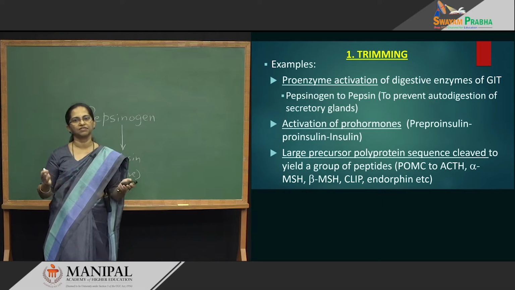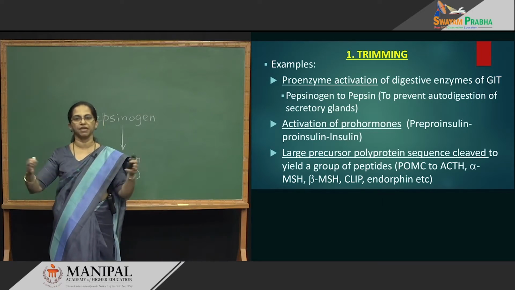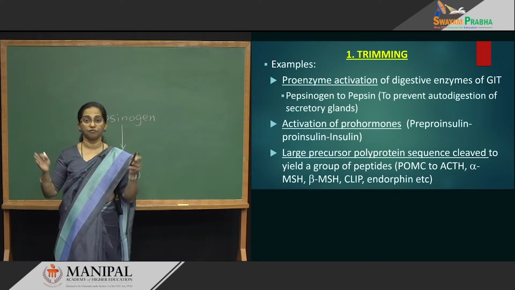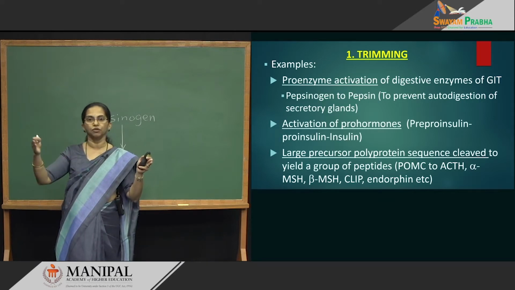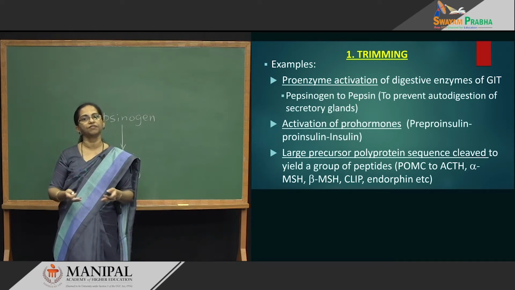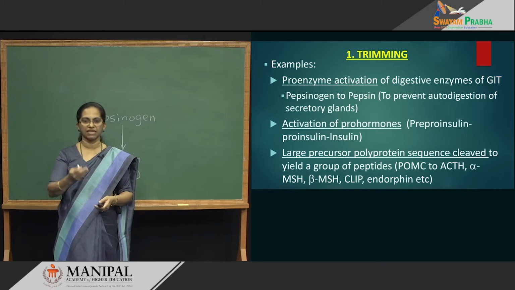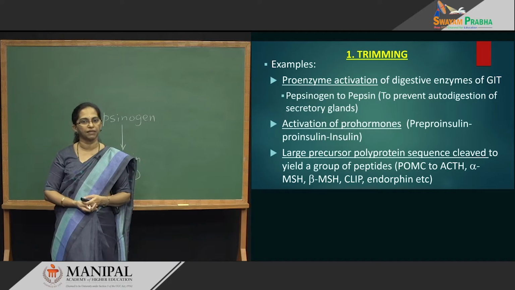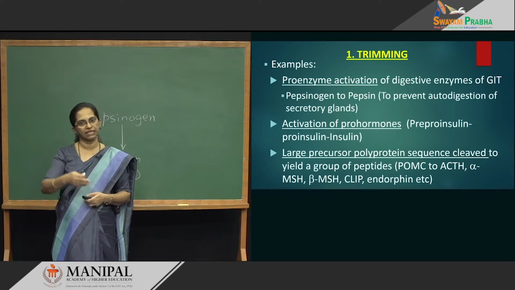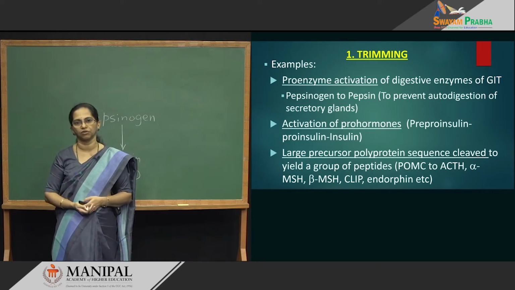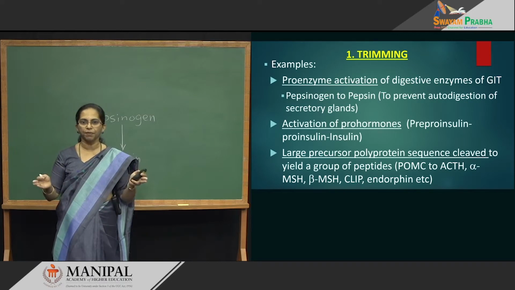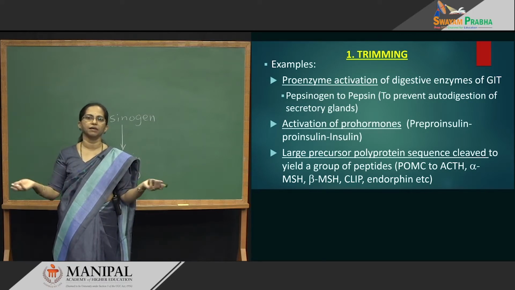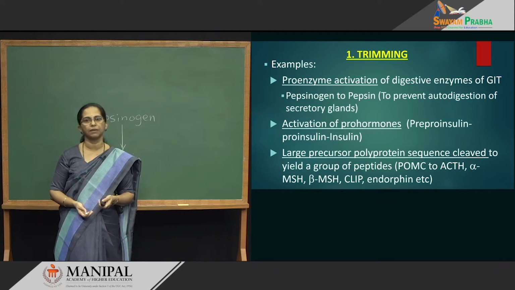And then you have certain peptides. There is a big precursor peptide in the brain, and from one peptide by trimming you make about 4 or 5 active peptides. The best example is this one, that is the POMC peptide in the brain, from which you make the various hormones like melanocyte stimulating hormone or ACTH and the ones which are given on the slide for you. So, from one peptide by trimming you make many peptides. So, that is about trimming.